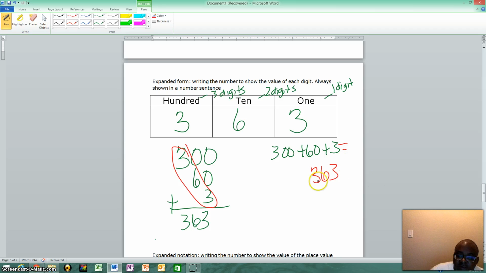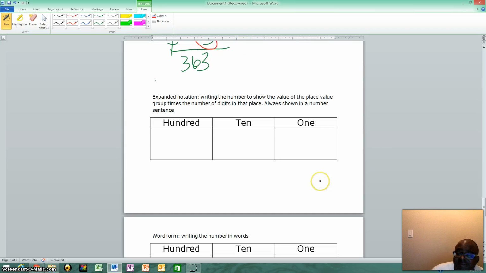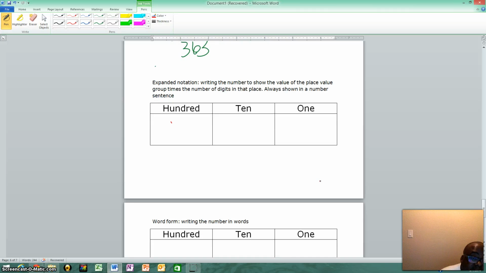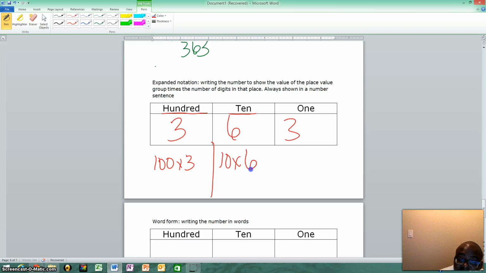Now let's look at expanded notation. Expanded notation is a little bit different. Let me write our number, 363. In expanded notation, we're going to use multiplication. What's the value of this place? Well, the value of this place is 100. How many hundreds do we have? Well, we have 3. Now we look at the next place. The value of the 10. 10 is worth 10. So I'm going to write that down. Well, how many 10s do we have? 6. Same thing with the ones. It's equal to 1. How many ones do we have?